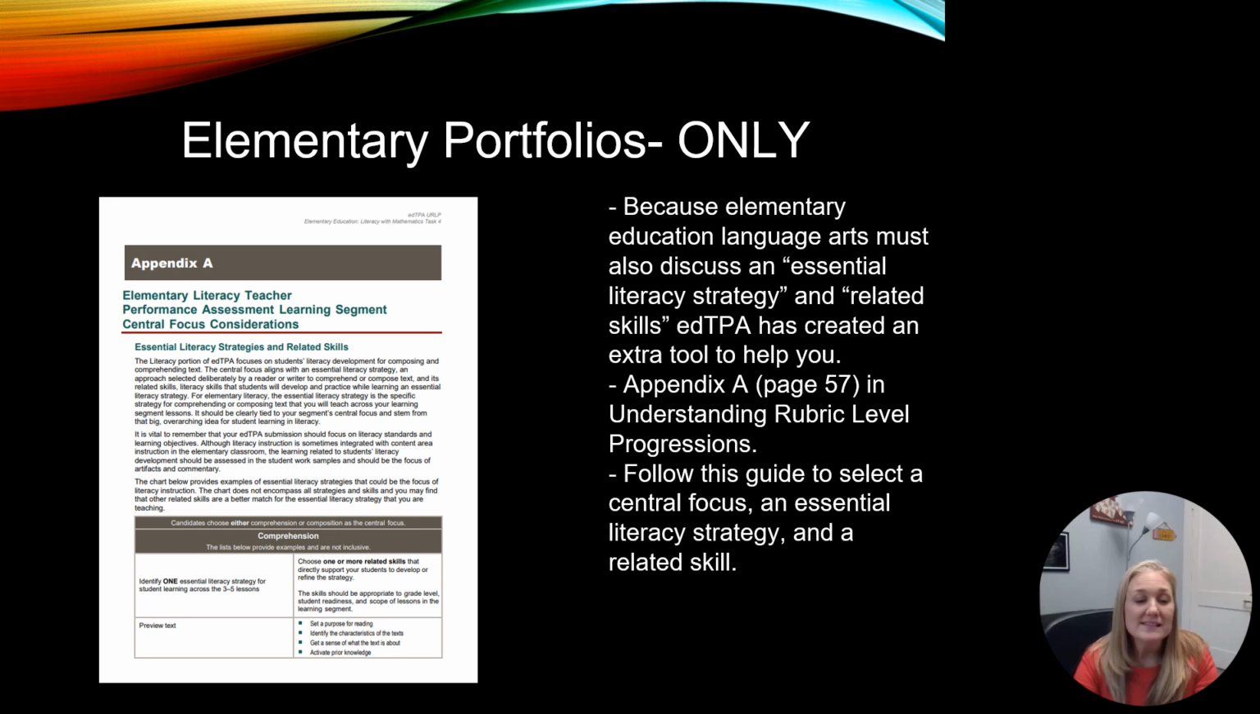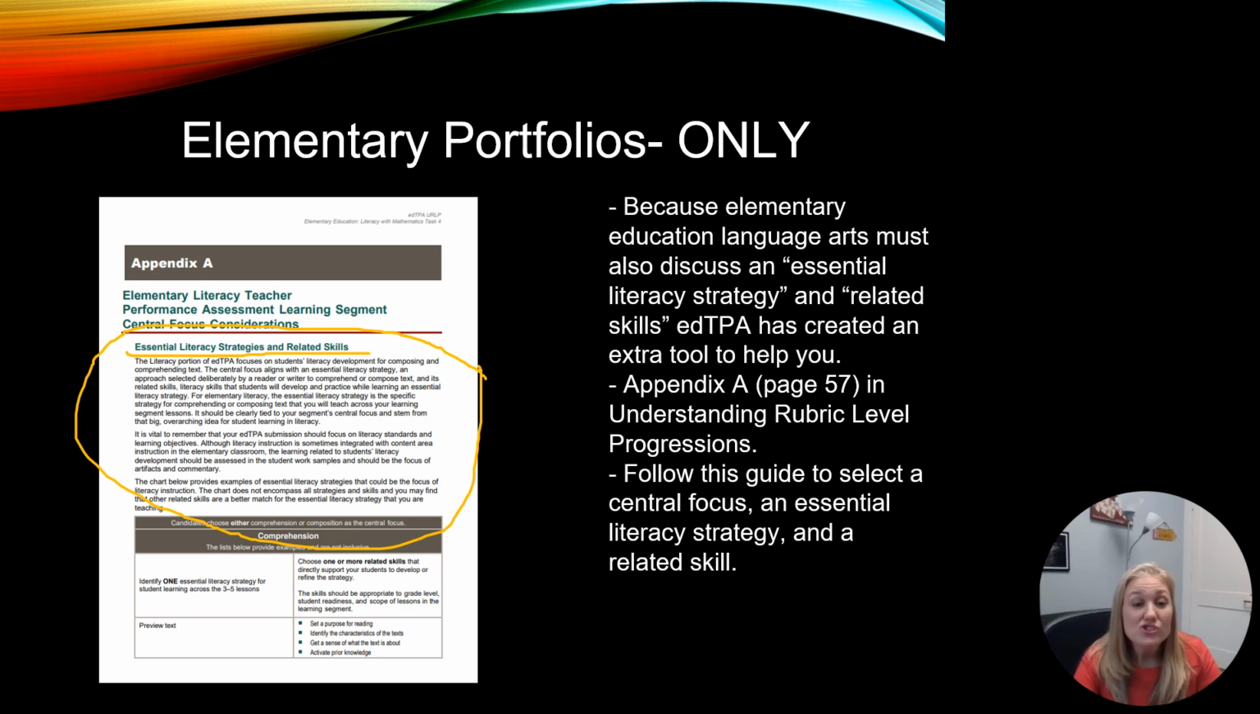And it's going to say for central focuses involving comprehension, and then you're going to select on the left-hand side one of your essential literacy strategies, and then on the right side it's going to have the related skills that could enhance those essential literacy strategies. At the top here, you're going to want to read this section because it's going to explain the essential literacy strategies and related skills.